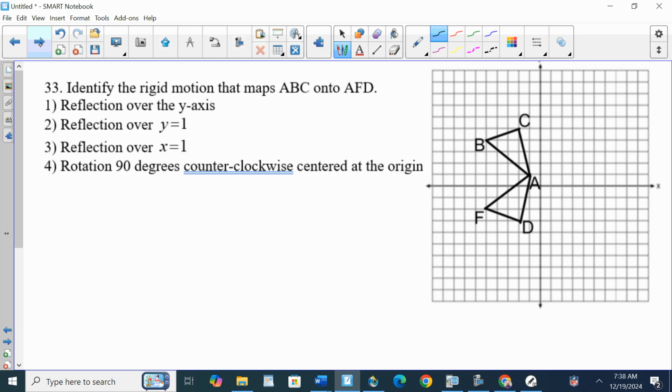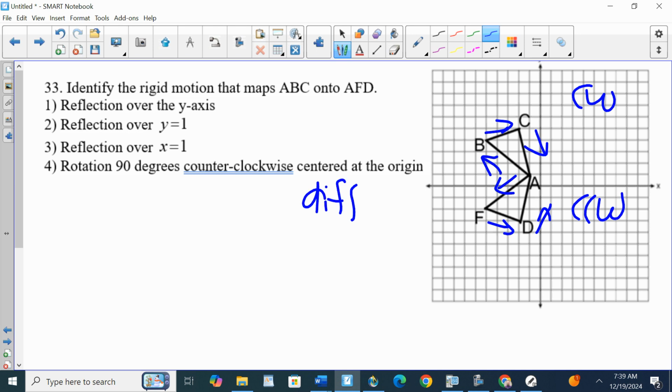I want to identify the rigid motion that maps ABC onto AFD. Well, first of all, I would want to check for orientation. ABC is going clockwise. AFD is going counterclockwise. The orientation is different, which means it must be a single reflection, a single line reflection.